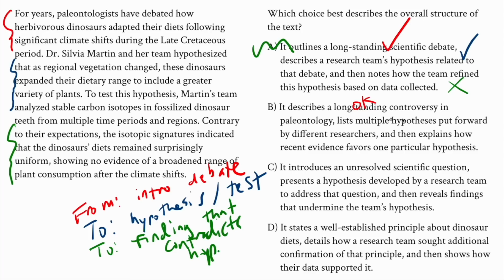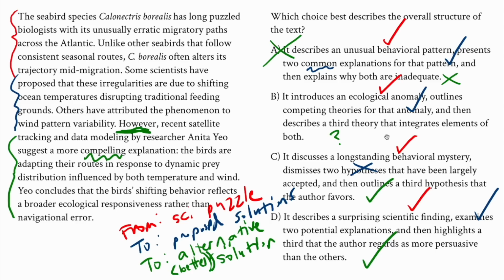Does it list multiple hypotheses put forward by different researchers? No, it doesn't do that. Does it explain how recent evidence favors one particular hypothesis? No, it doesn't do that either. So here, a little bit nicer in that we have an answer choice in which 2 of the parts are definitely incorrect. I don't think we really had that here.